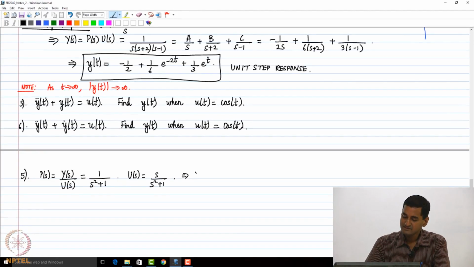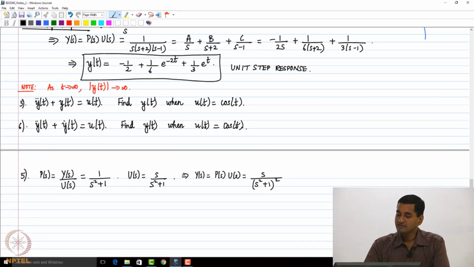This implies that y of s, which is equal to p of s times u of s, is going to be equal to s divided by s squared plus 1, the whole square. Now, how do we get the inverse Laplace transform? We use a property of Laplace transform. And as he said, you could use the complex differentiation theorem. That's essentially going to make our life very simple.